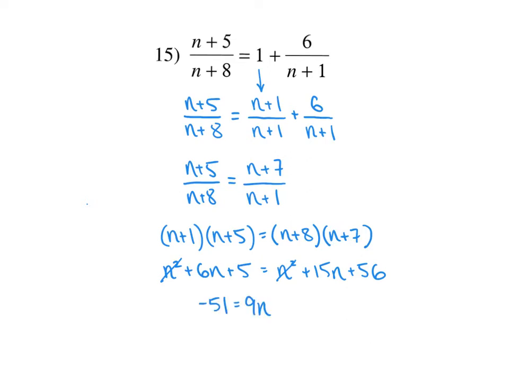When I divide both sides by 9, I get negative 51 ninths, which is divisible by 3, so my final answer for n is negative 17 thirds.